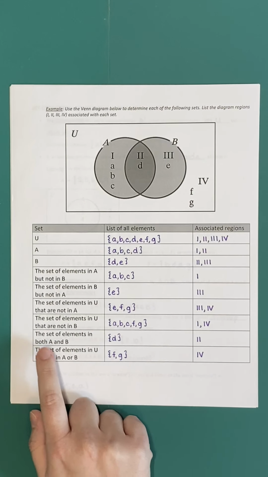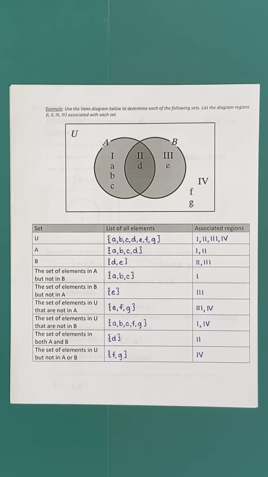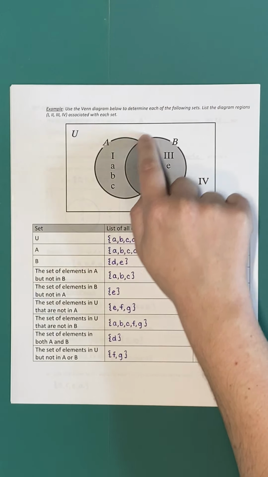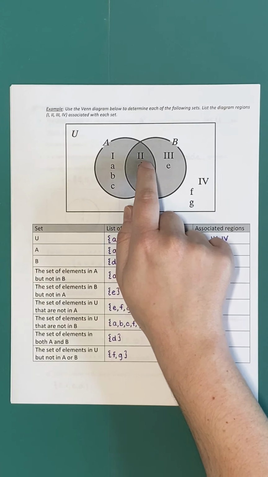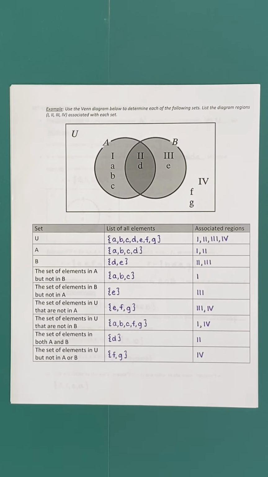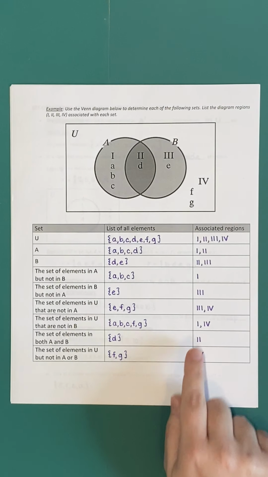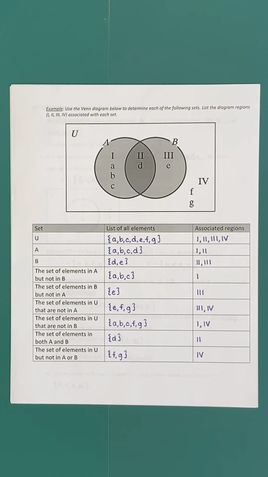Okay, the set of elements in both A and B. It has to be in the circle for A, and it has to be in the circle for B. We can identify that as the overlapping region. So in this case, there's only going to be one element. Remember that Roman numeral, that's a label. So the only element in that set is going to be the element D, which is represented by region 2.